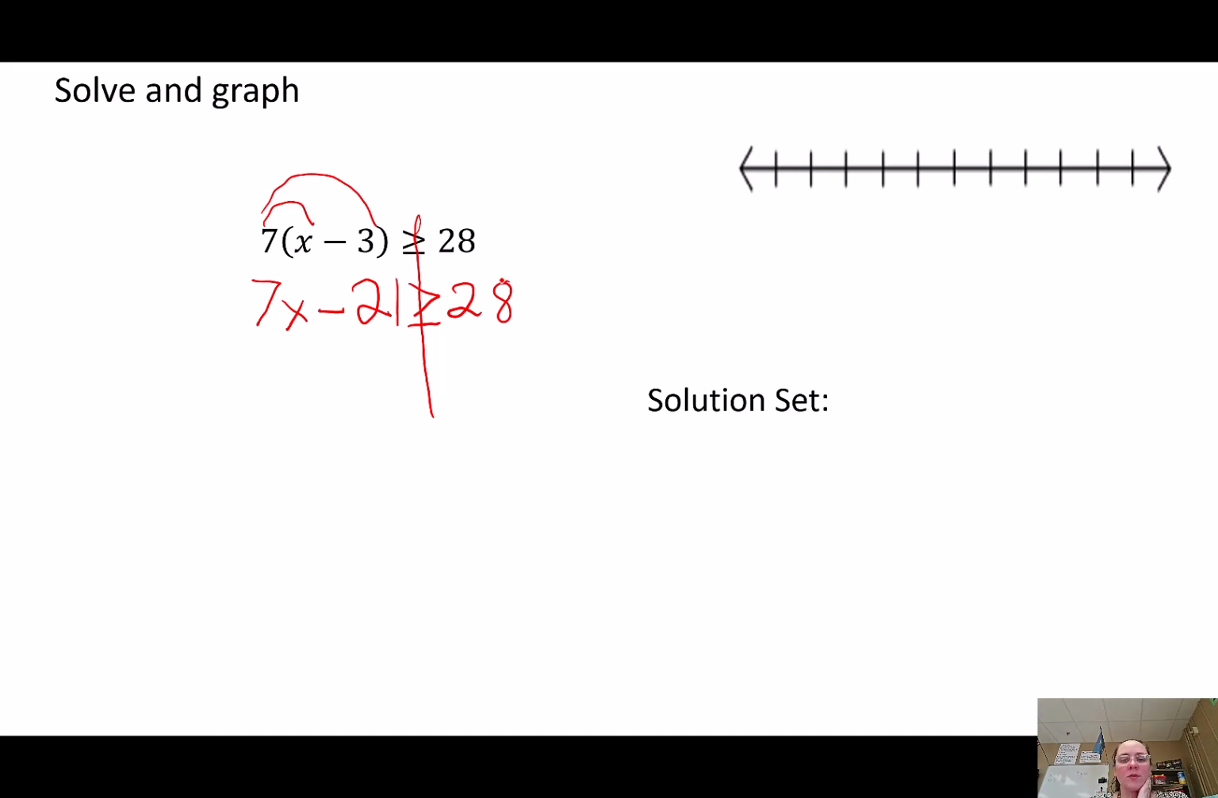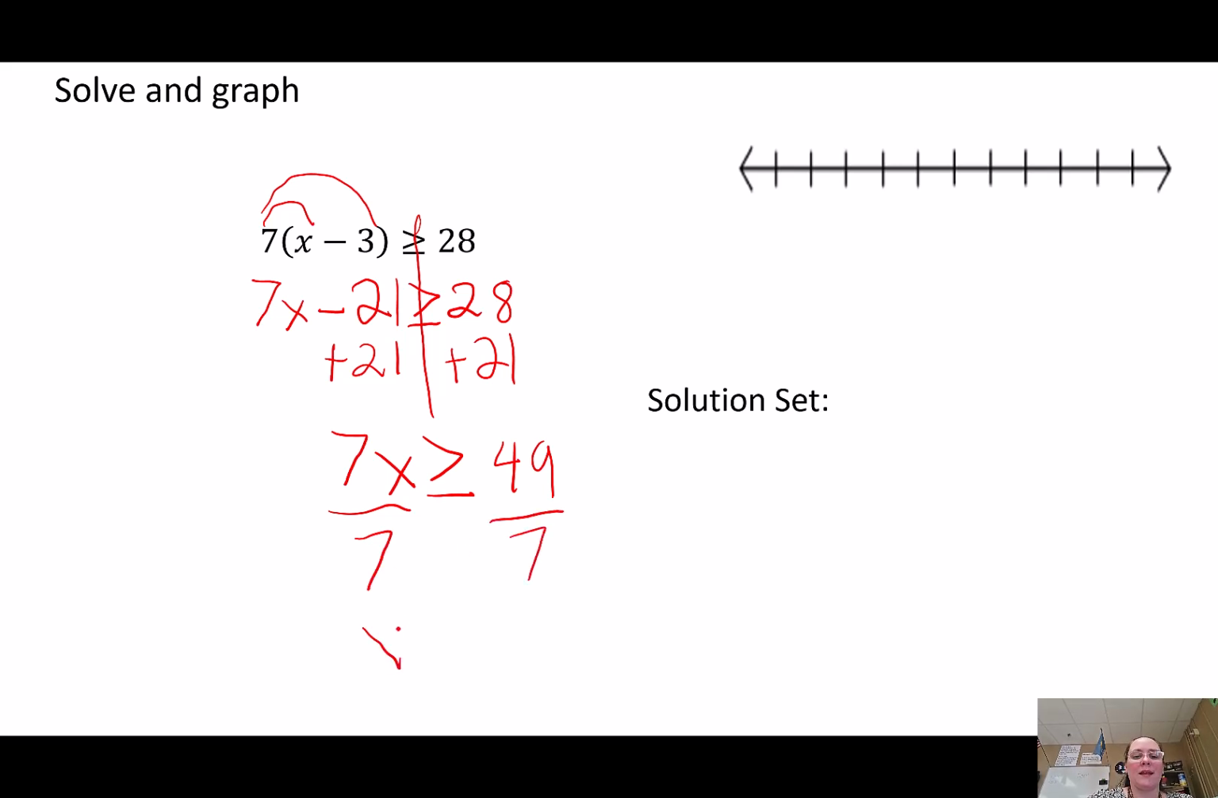is greater than or equal to 28. From here, I'm going to add 21 to both sides because it's a two-step equation. So I get 7x is greater than or equal to 28 plus 21, which gives me 49. Divide both sides by 7, and I get x is greater than or equal to 7. So my solution set is x is greater than or equal to 7.